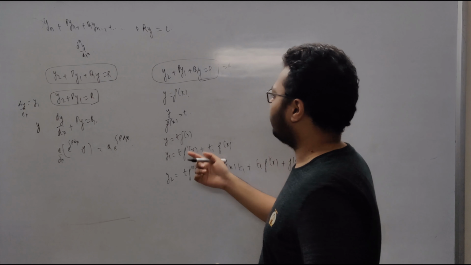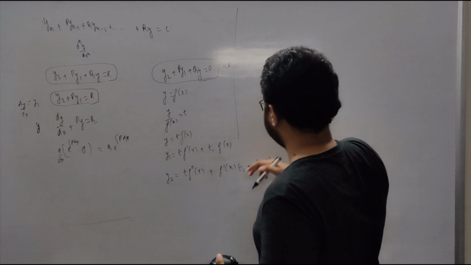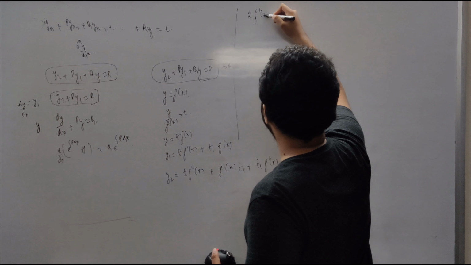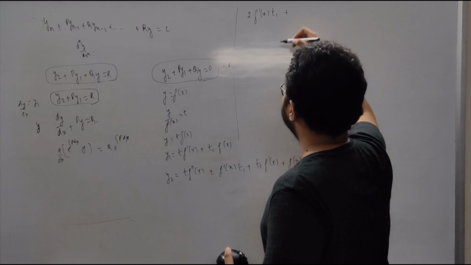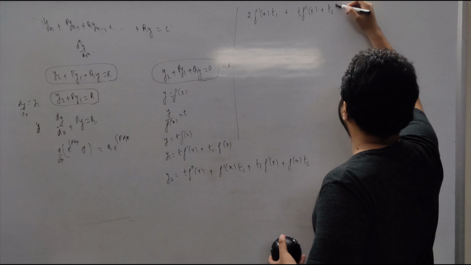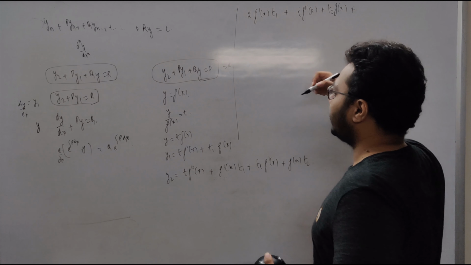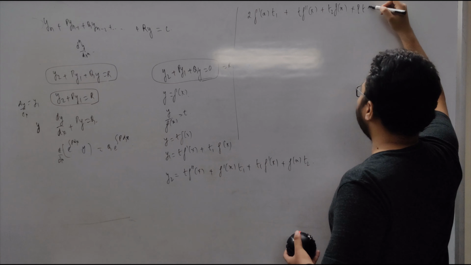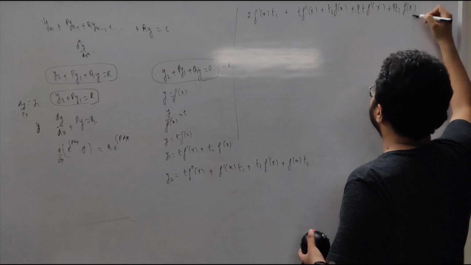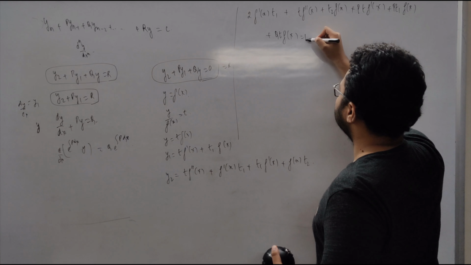When we put y2, y1 and y in that expression, we get 2 times f dash x into t1, f dash x t1, plus t f double dash x plus t2 fx, plus we have p times t f dash x plus p times t1 fx plus qt fx equals r.